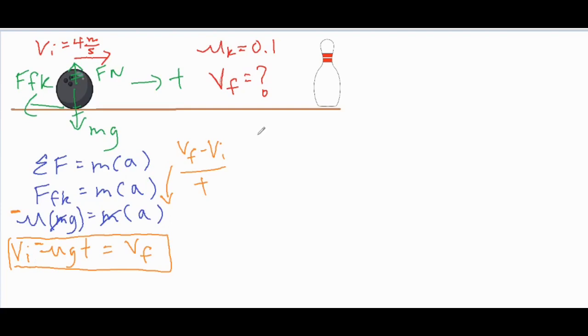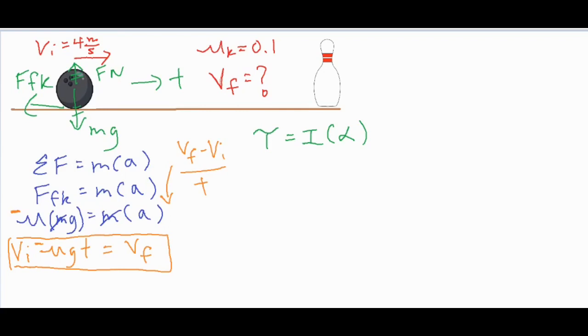Now, secondly, we want to take a look at the rotational values. So instead of forces, we're going to take a look at the torque from friction, and that is equal to I times alpha. So we're taking all of these linear quantities over here and changing them to rotational quantities.